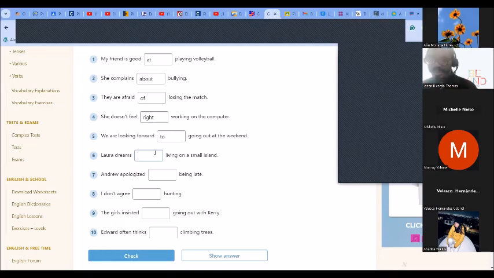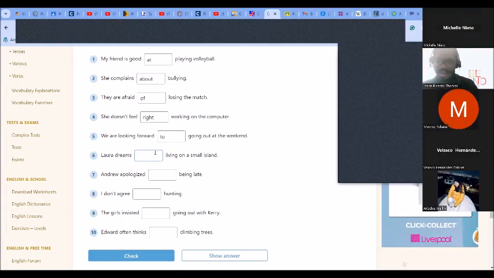All right, Ariadna, number 6. Sarah dreams on living on a small island. On. I wouldn't go for on. You could also go with about: dreams about living. You can also use of again. Both of those would be right. Dreams of living on a small island or dreams about living. But I think those would be okay. All right. We lost Ariadna for sure this time. Our internet gave out. Back to you, Michelle.